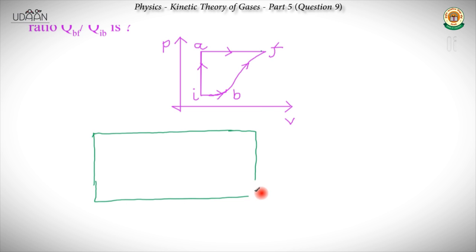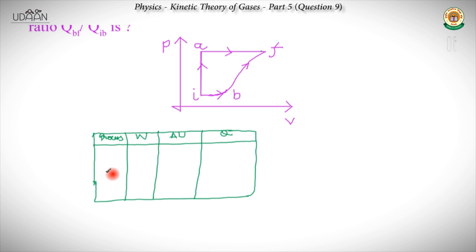We are drawing this. In the first column we have our process. In the second column we have the work done in that process. In the third column we'll have the delta U, or the change in internal energy, and in the last one we have the Q, or the heat supplied. Okay.